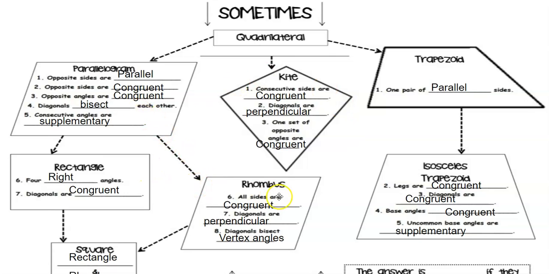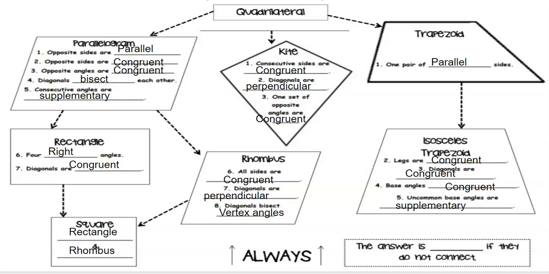Well, because a rhombus is down here, if I'm going up, a rhombus is a parallelogram always. It's underneath a parallelogram, so it's under the umbrella. It's a member of that family. A rhombus is always a parallelogram. So if I start with rhombus and say this is blank that, always, sometimes, never, if I'm going upward, it's always.